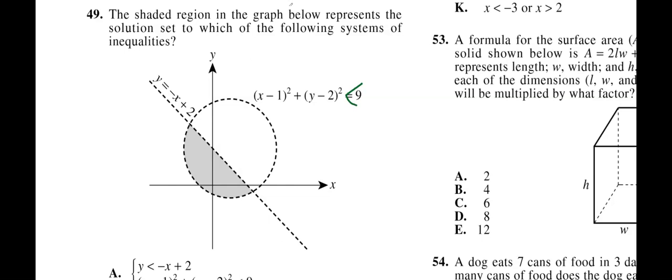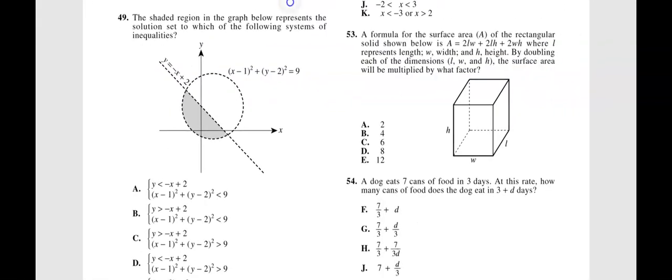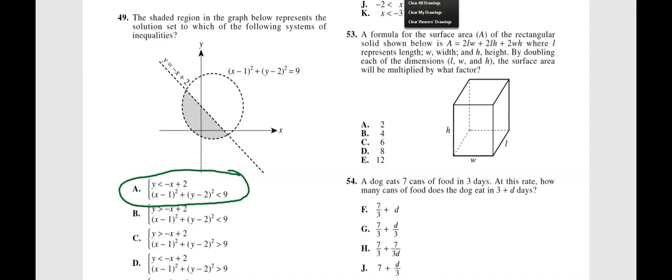Okay, now, the other one. What are you going to do with that sign right there? You want a dashed line and you want to shade below the line. You want that also to be a less than as well. So, do we have a choice like that? It looks like A, doesn't it? That is so nice. That's all we needed to do was change the sign to indicate what we saw in the picture.